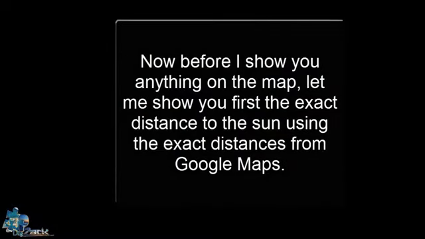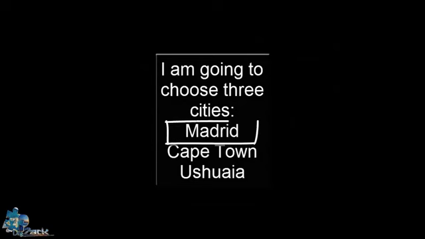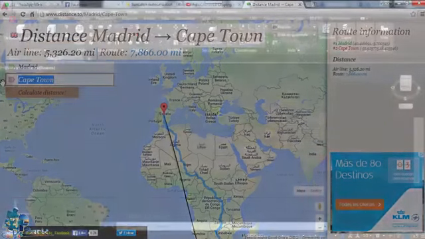Now, before I show you anything on the map, let me show you first the exact distance to the sun using the exact distances from Google Maps. So I'm gonna choose 3 cities: Madrid, Cape Town, and Ushuaia. So let's start with Madrid, Cape Town. This is the distance between them.